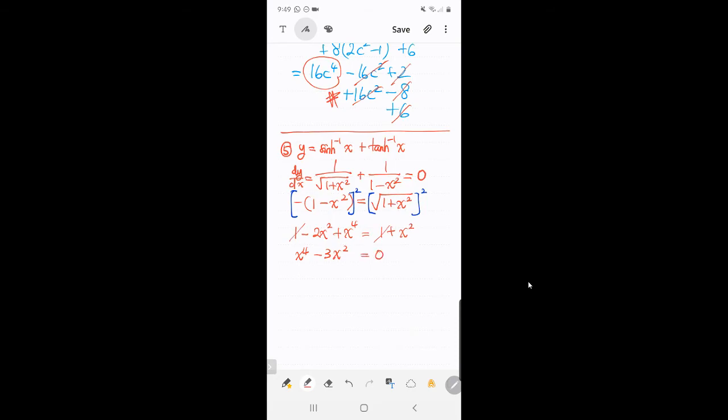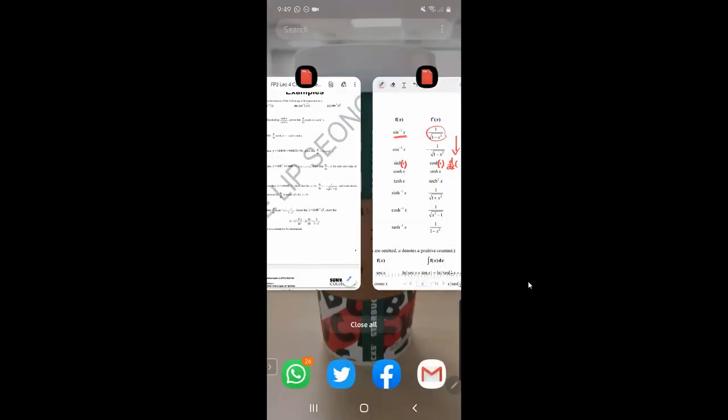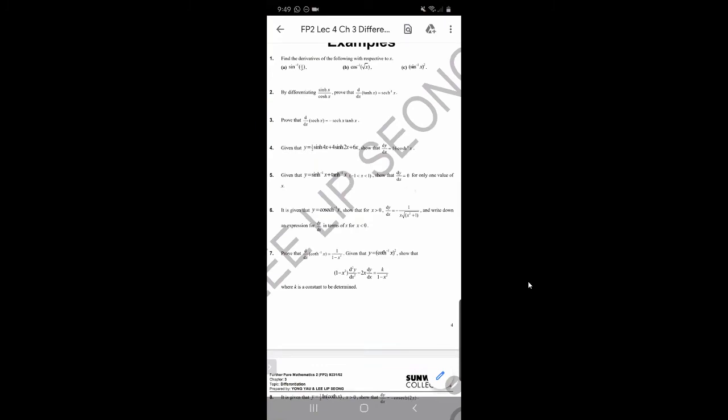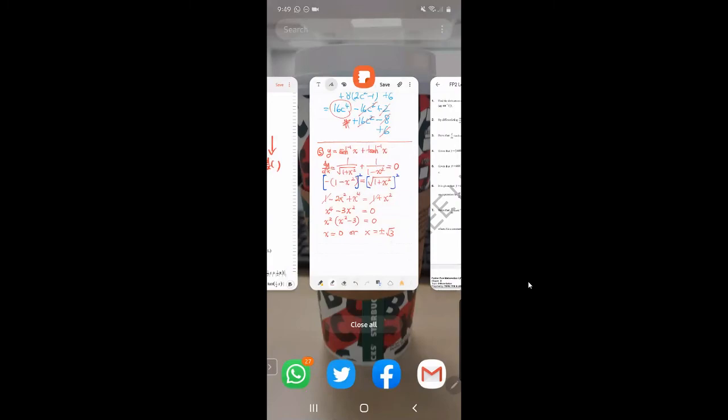So factorizing x squared, you have x squared times (x squared minus 3), and this is equal to 0, right? So therefore, the solutions that you get here would be x is equal to 0, first answer, or x is equal to plus minus square root of 3. However, if you look at the question, they say, show that dy/dx is equal to 0 for only one value of x. So for only one value of x, but now I got 1, 2, 3 values.